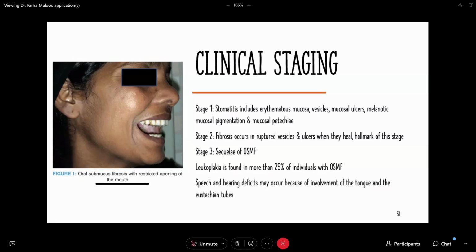In the third stage, we can see some sequelae of oral submucous fibrosis. Sequelae could be in the form of superadded leukoplakia, which occurs in 25% of the individuals, and subsequent speech and hearing deficits because of involvement of the tongue and the eustachian tubes. As we can see in the picture, excessive fibrosis and stomatitis will result in restricted mouth opening, also called trismus.